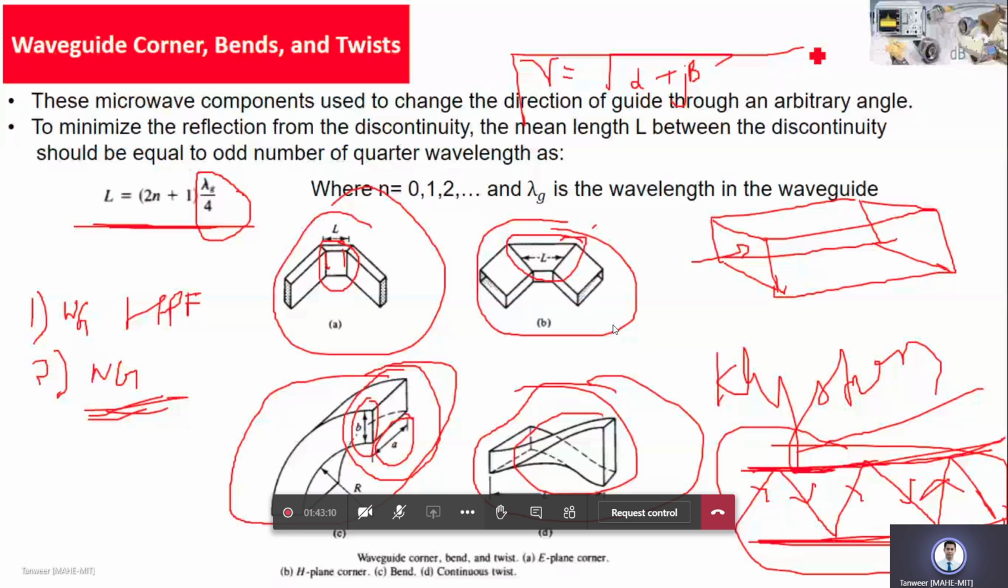Alpha is nothing but what? Attenuation. Alpha is nothing but attenuation, and beta is nothing but your phase shift constant. Correct? No? Beta is nothing but what? Phase shift constant. Alpha and j beta, you have derived, I think, equations based on this also, no?